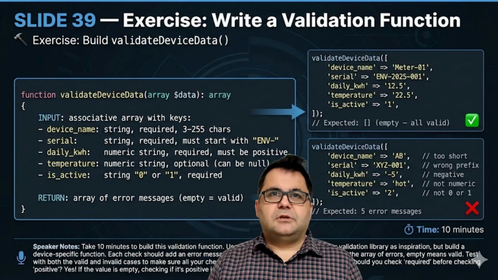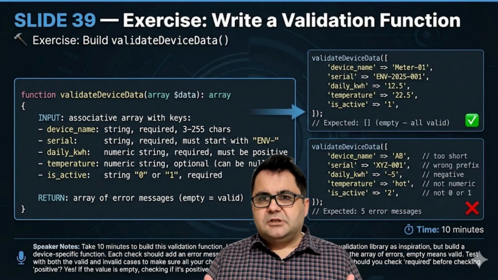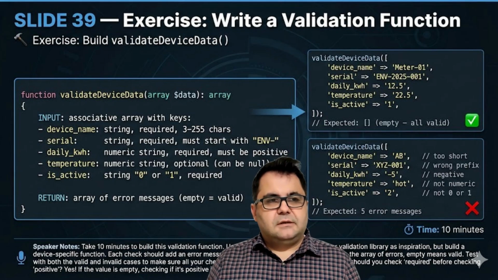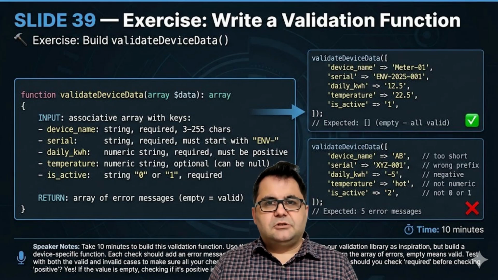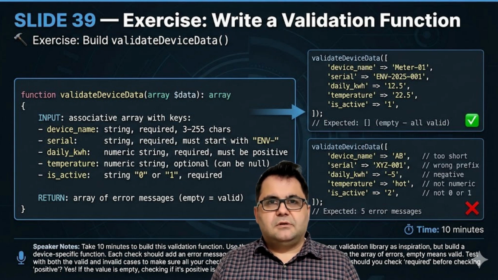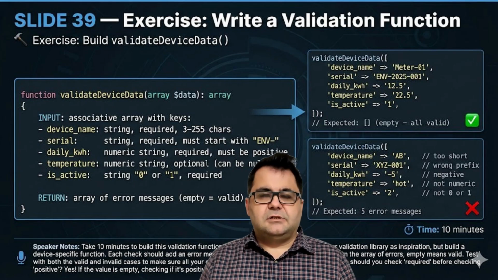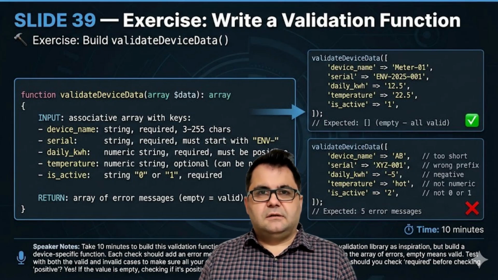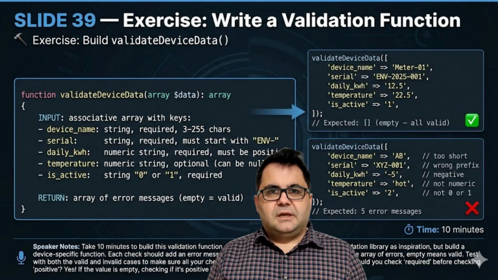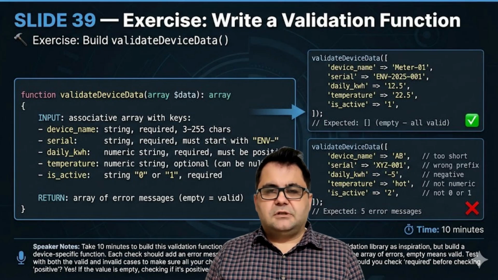Take 10 minutes to build this validation function. Use the individual validators from our validation library as inspiration, but build a device-specific function. Each check should add an error message to the array if it fails. Remember, return the array of errors. Empty means valid. Test with both the valid and invalid cases to make sure all your checks work. Think about the order of checks. Should you check required before checking positive? Yes. If the value is empty, checking if it's positive is meaningless.